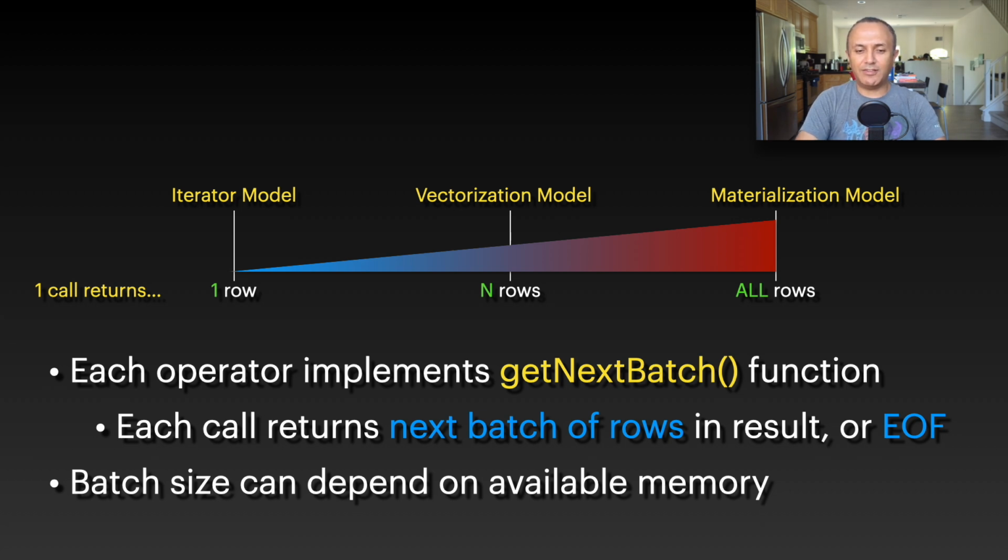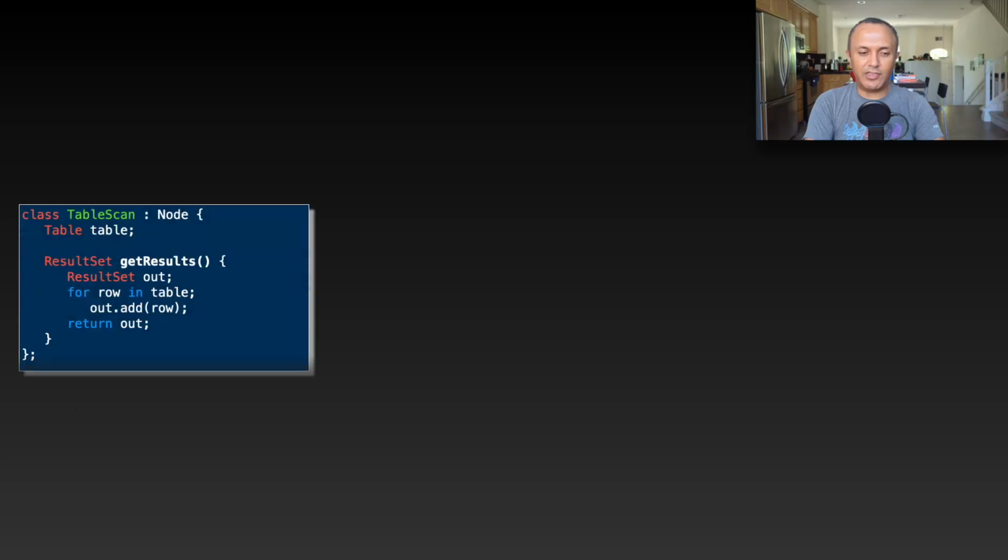So in this case, it avoids the problem with materialization where you have to pass all these huge intermediate results. So now the intermediate result size is smaller because it's controlled by that batch size. I'm not going to list all the implementations of all the operations again, but just for reference, let's compare one operation between the three models. Let's take the table scan operation, for example.